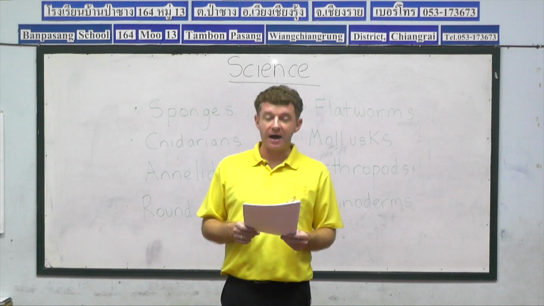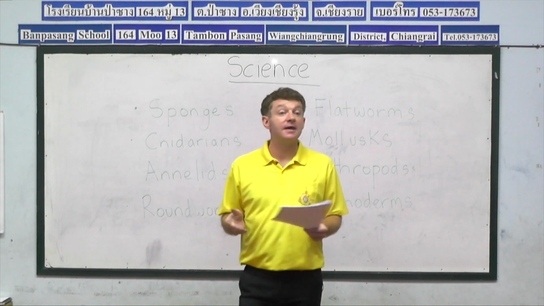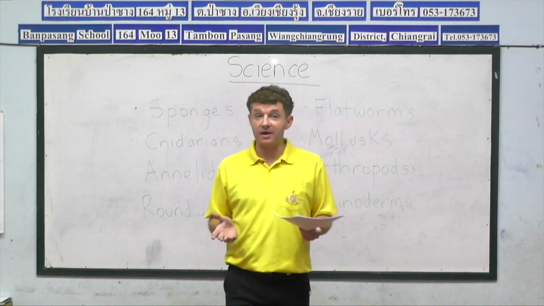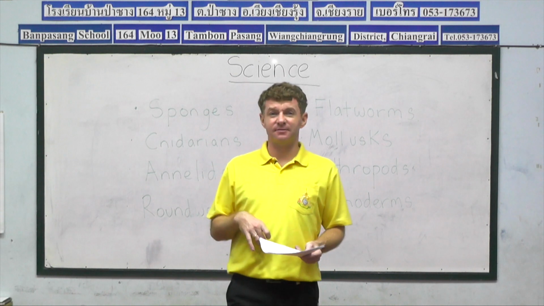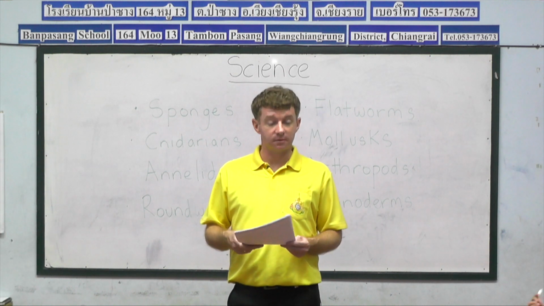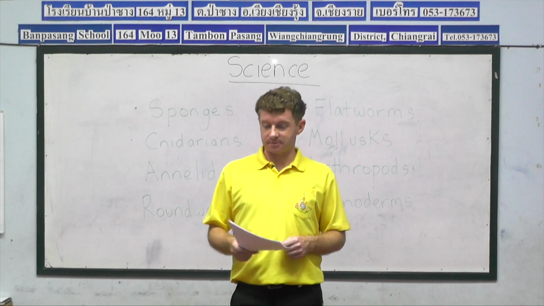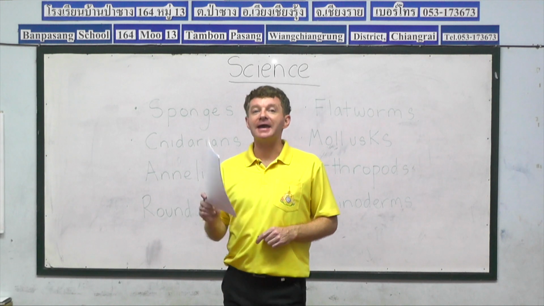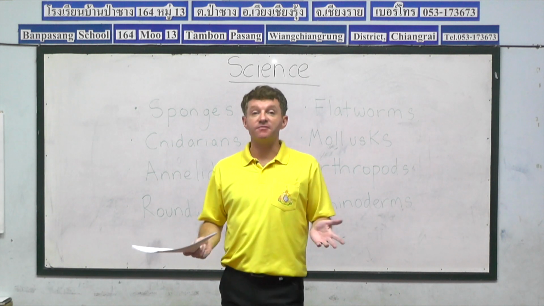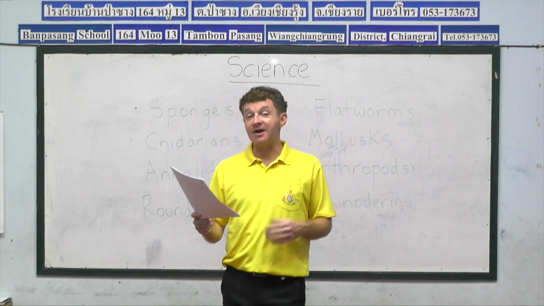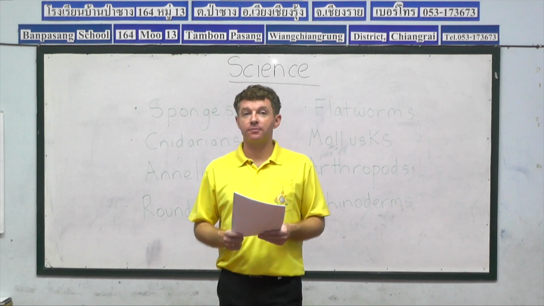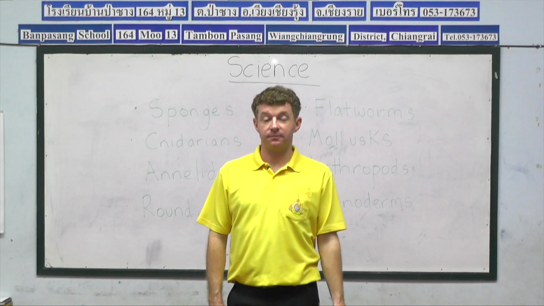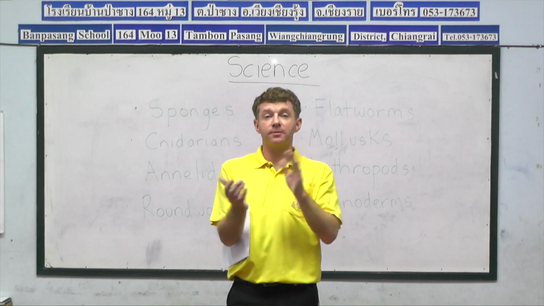Roundworms have long, thin, slimy bodies. Flatworms sometimes live in the bodies of other animals. Cnidarians have tentacles to sting and catch food. And finally, annelids have bodies made up of little parts that look like rings. Guys, that was brilliant and very well spoken.